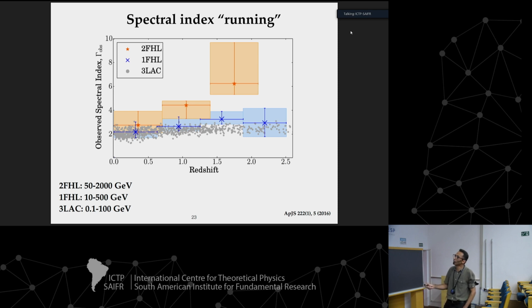But as you move to larger energy data, you start to see the spectral index tilt a little bit, and for the very high energy data, the spectral index tilts even more. So these spectra are becoming softer and softer as they reach Earth. So there's more and more absorption. The absorption is heavier at high redshift, as we expect, and also at higher energies.